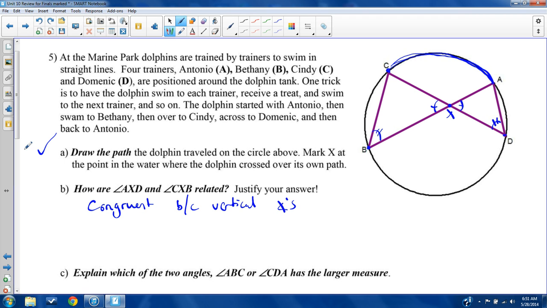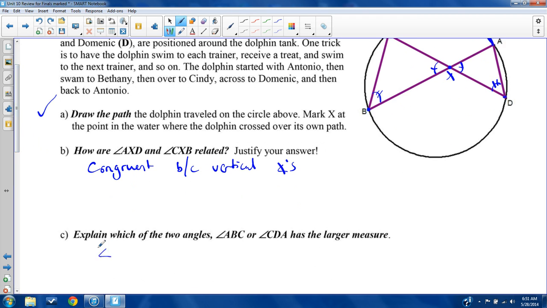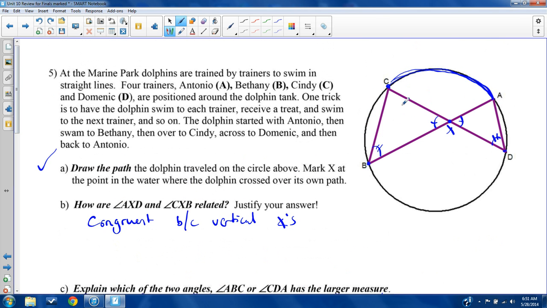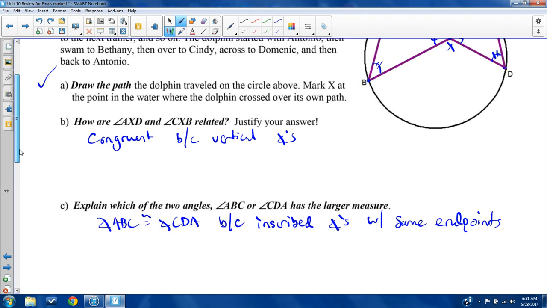Angle ABC is congruent to angle CDA because they are inscribed angles with the same endpoints. I hope that makes sense now that you've done some practice with this stuff. You have to recognize, though, that despite all of the things that cross through each other, like all this X stuff, you are still looking at an inscribed angle here and an inscribed angle there. So something to keep in mind.